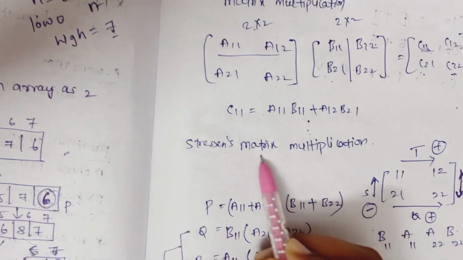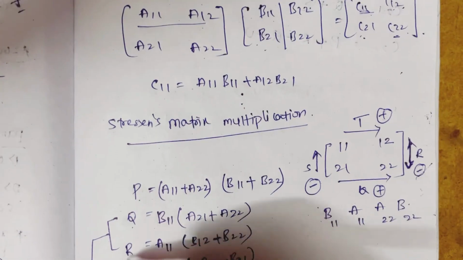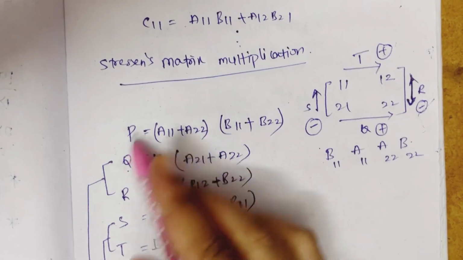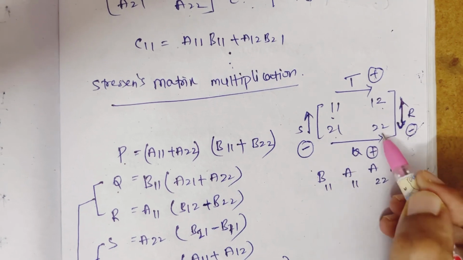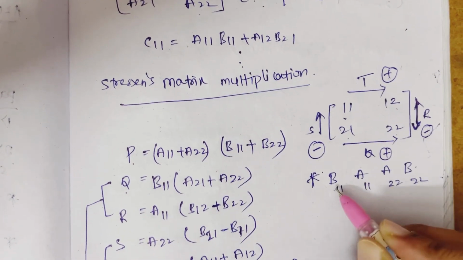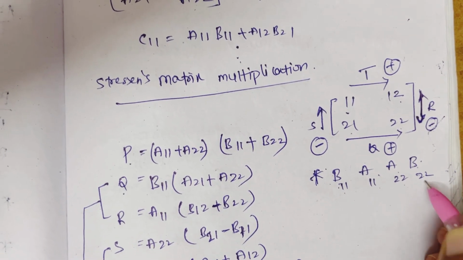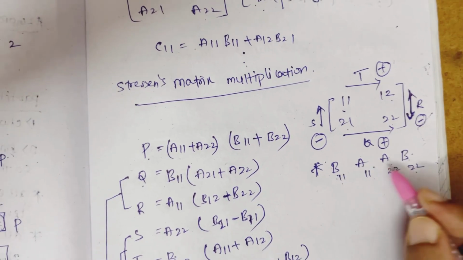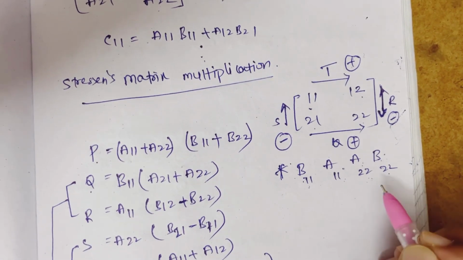Coming to Strassen's matrix multiplication, we have to calculate these values P, Q, R, S, T, U, V. How to calculate? First we have to write 1 1 1 2 2 1 2 2 and remember this. This is very important: B A A B, 1 1 1 1 2 2 2 2. So this is the fixed value. Write B A A B; first two 1 1s, next two 2 2s.